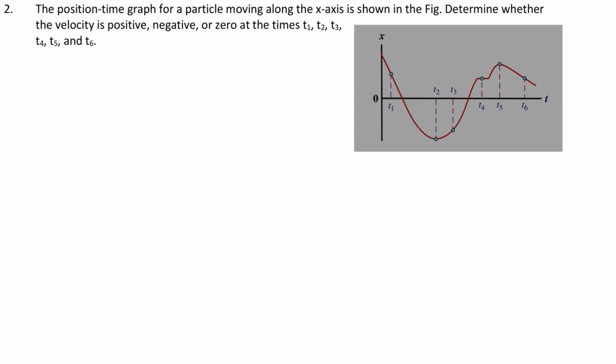Next question. The position time graph for particle moving along x-axis is shown in figure. Determine whether velocity is positive, negative or 0 at these times. So from position time graph we can find velocity, because v is equal to dx by dt, and this means first derivative means slope of tangent. You can easily find sign of slope.